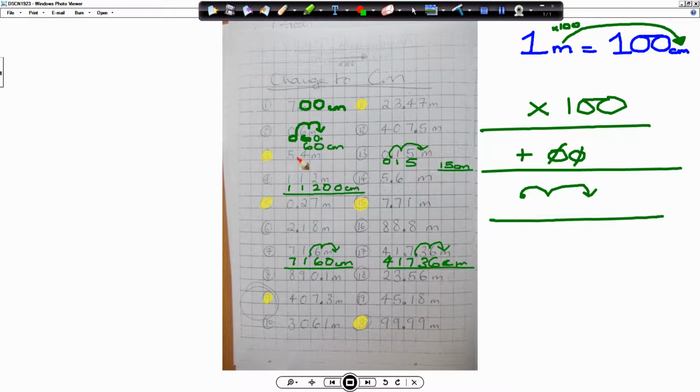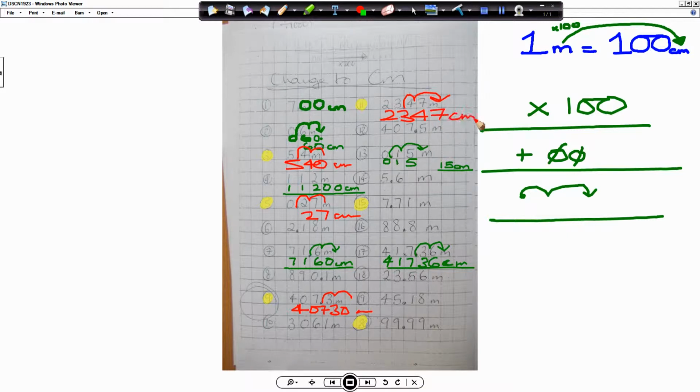Okay, so times that by 100. That gives you 540 centimeters. Okay, we have 0.27 meters. Times that by 100. That gives you 27 centimeters. 407.3 meters. Times that by 100. That gives you 40730 centimeters. Okay, 23.47 meters, times that by 100, that gives you 2,347. Have you got this done? Yeah.